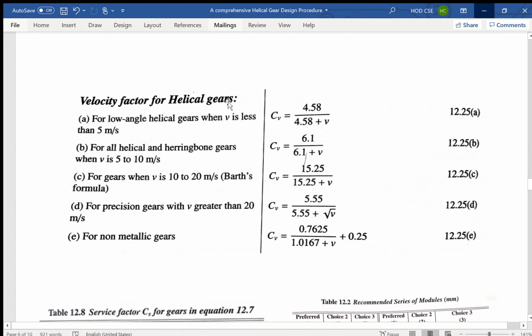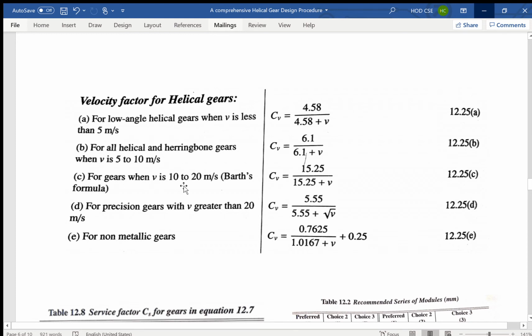Now the velocity factor Cv for helical gears. For low angle helical gears with V less than 5 meter per second, velocity factor Cv is equal to 4.58 by 4.58 plus V. For all helical and herringbone gears, herringbone gears being nothing but double helical gears, when V is 5 to 10 meter per second, Cv is equal to 6.1 by 6.1 plus V.